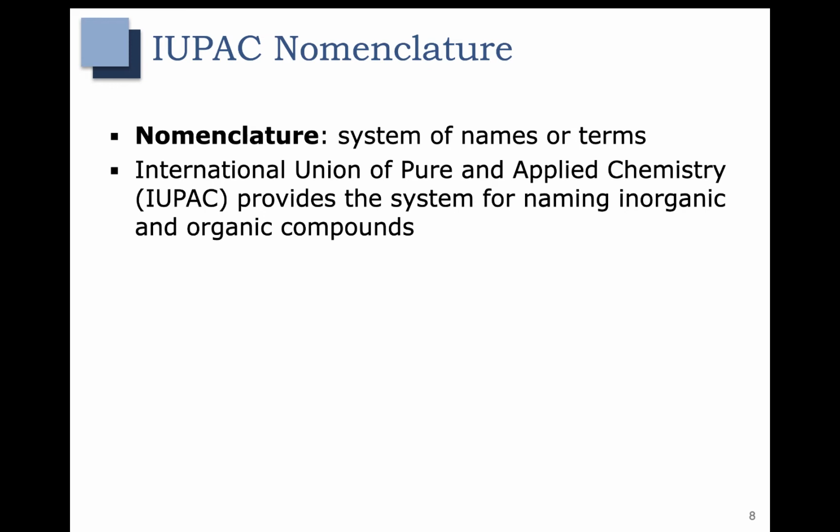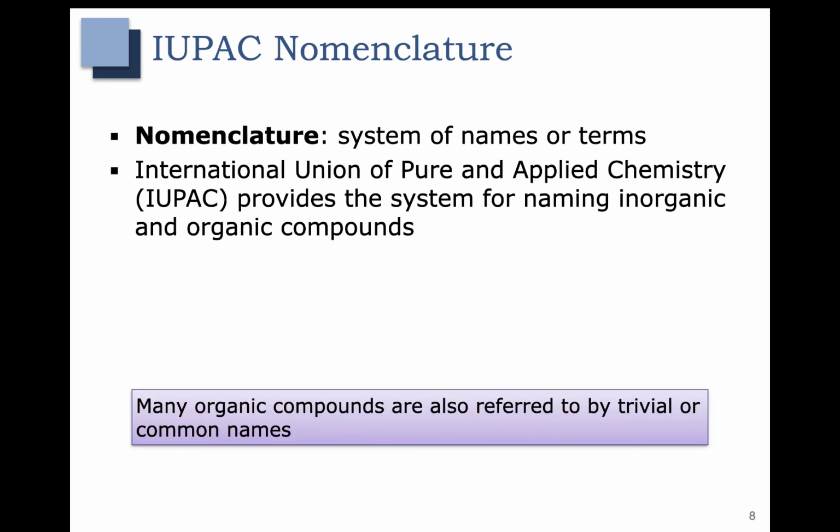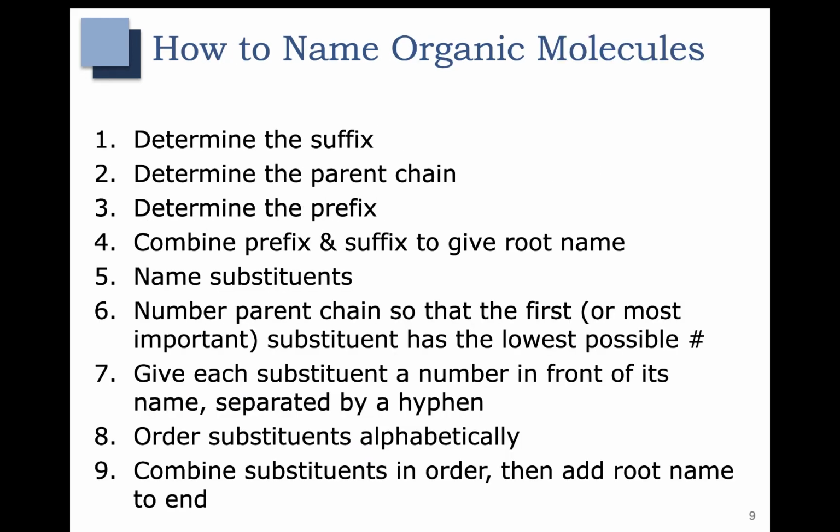Chemistry. The IUPAC system is the standard for naming chemicals, both organic and inorganic, so we're going to learn their system. You'll see that many organic compounds are also referred to by trivial or common names, and I'll let you know what those are, but you don't have to know those. Really, what I'm going to test you on is the IUPAC nomenclature. Here's our general approach to naming organic molecules.